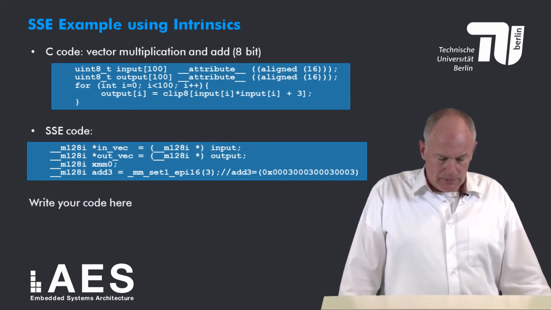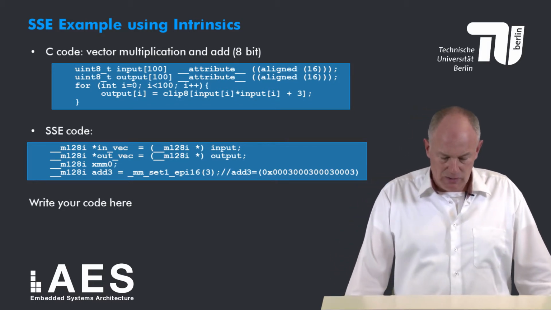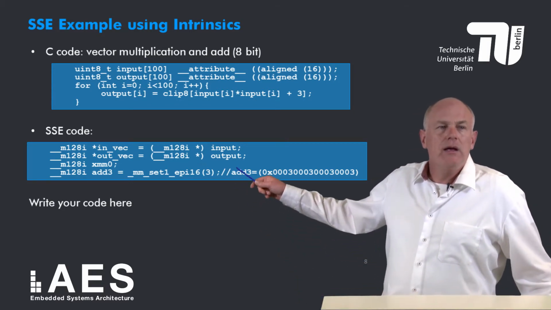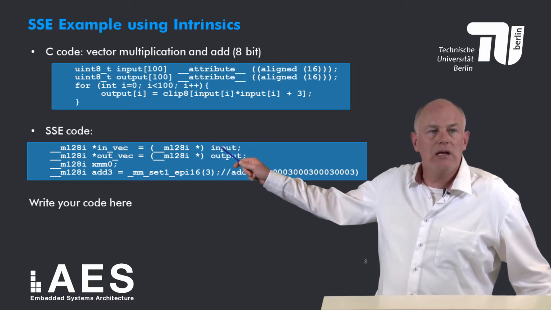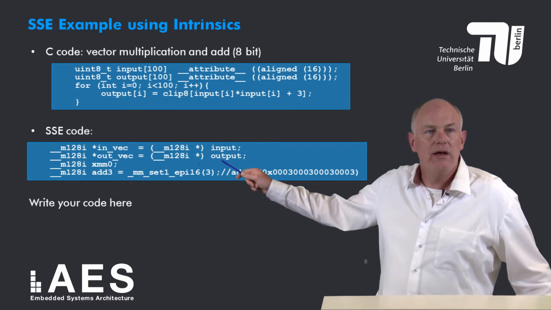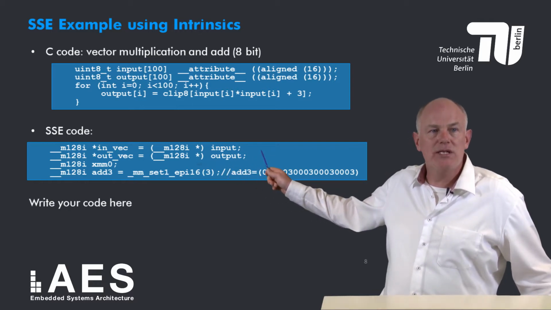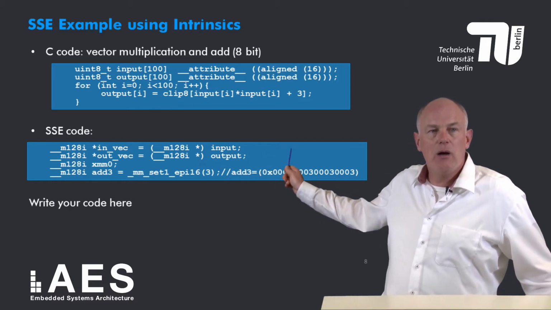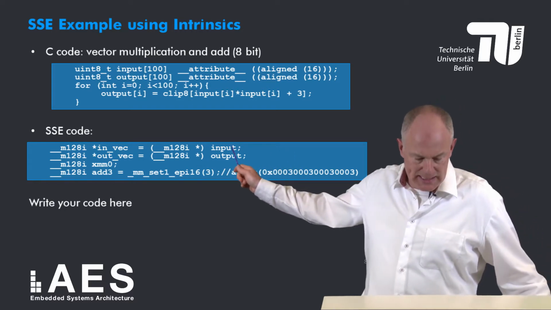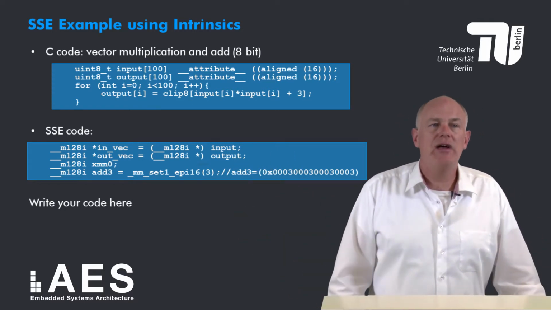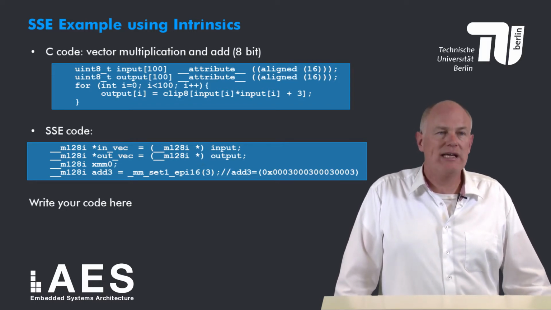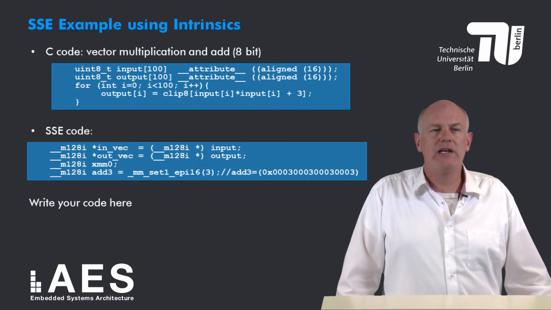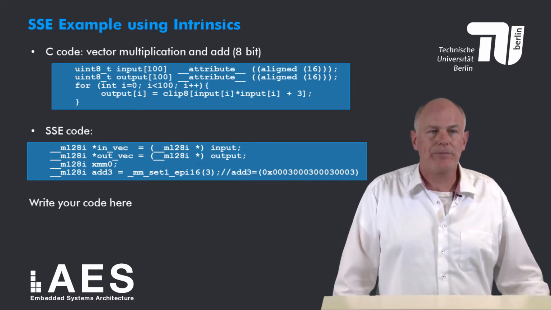Here's another example: vector multiplication and add using 8-bit values. Again, here's the simple C source code. We have a loop from 0 to 100, and output I becomes the square of input I plus 3, and this is clipped to the maximum value using a table, which is a conventional trick in software to avoid branches when clipping.